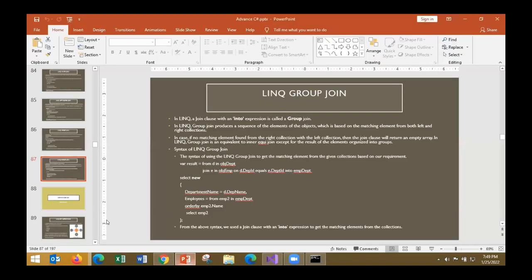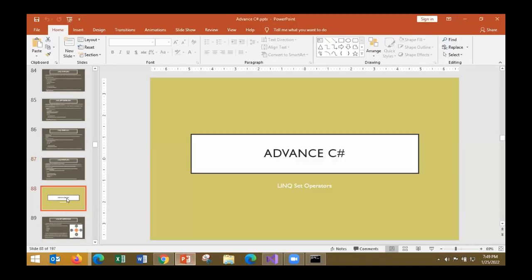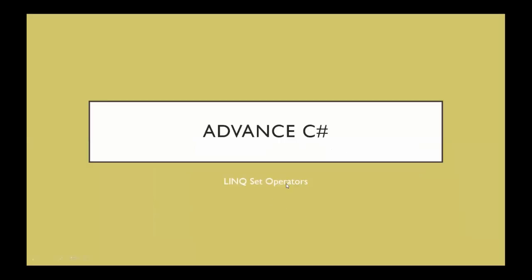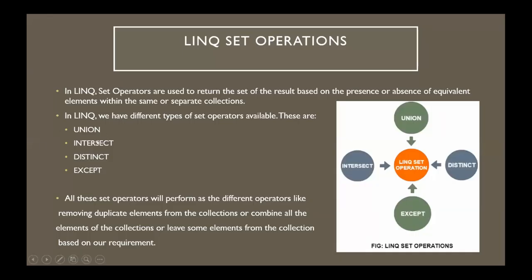That's basically join. And in SQL, I hope you have used set operators also, like union, intersect, except. The same thing is going to be applied here with set operations. In LINQ, set operators are used to return a set of results based on the presence or absence of equivalent elements within the same or separate collections.